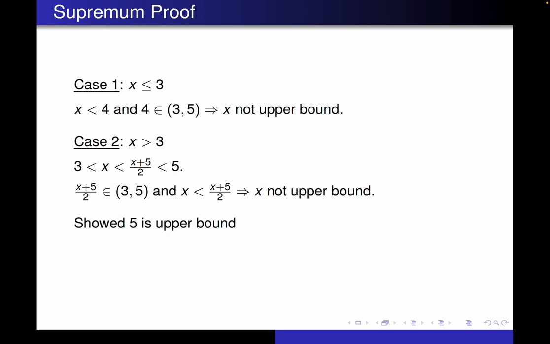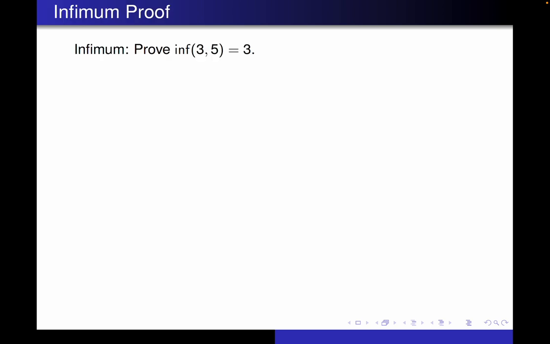So we showed that 5 is an upper bound. We showed that every number smaller than 5 is not an upper bound. That means that 5 is the supremum. Now we're going to play the exact same game with the infimum. It's going to be kind of a mirror image of the argument that we used for the supremum. So we're going to prove that the infimum of the open interval 3 to 5 is equal to 3.